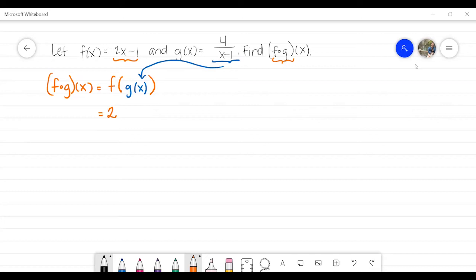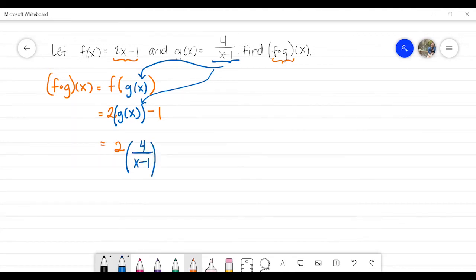One way you can think of this is if I use f structure, right? So that's 2 times, but instead of x, it's going to be 2 times g of x, put parentheses around it, minus 1. So I'm going to replace that g of x with 4 over x minus 1. So we've got 2 times 4 over x minus 1, minus 1. And from here, once you've got that plugged in, it is 100% just clean up.